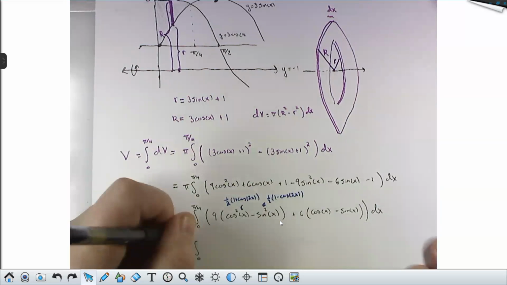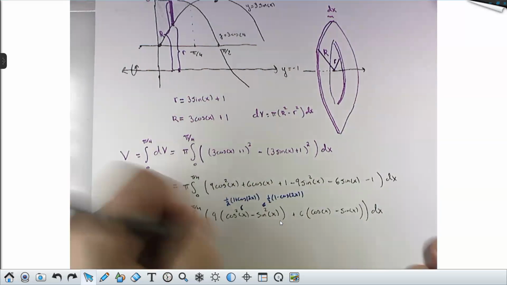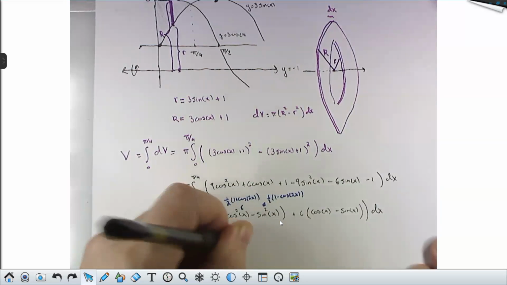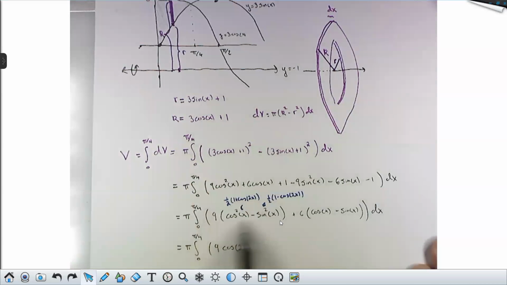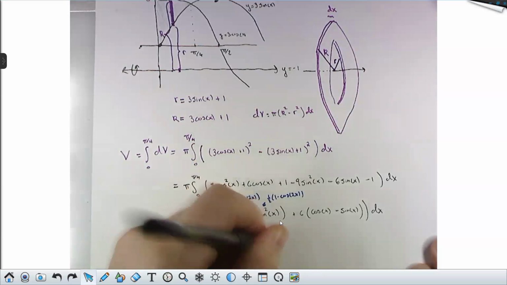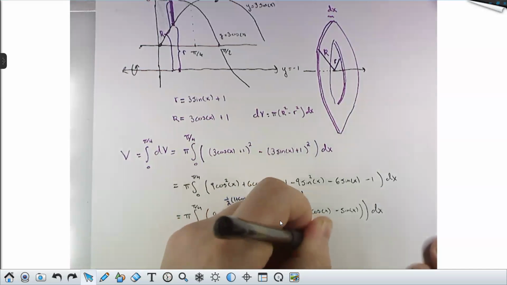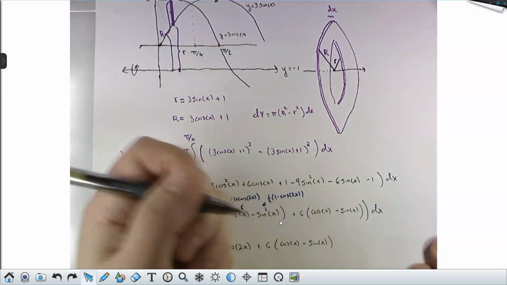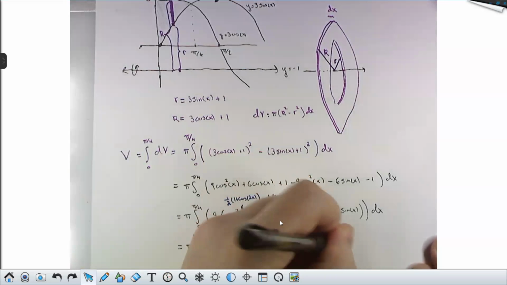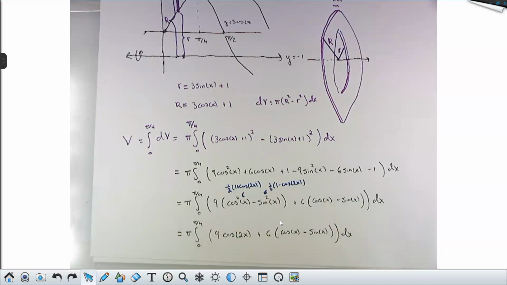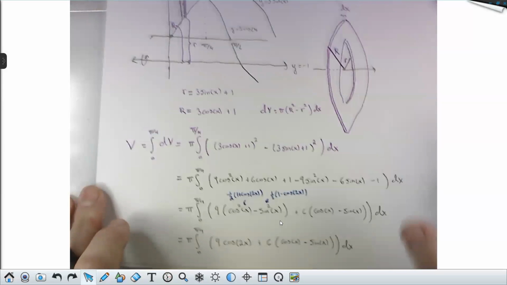So this is pi times the integral from 0 to pi over 4 of 9 times the cosine of 2x. That's what this little parentheses piece is, cosine 2x. Plus 6 times this piece, there's nothing magic like that. We can do cos x minus sine x, dx. We just got to deal with it. Okay, and now our antiderivative is easy.